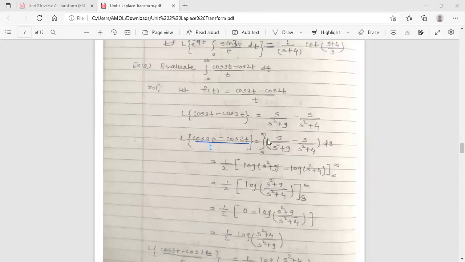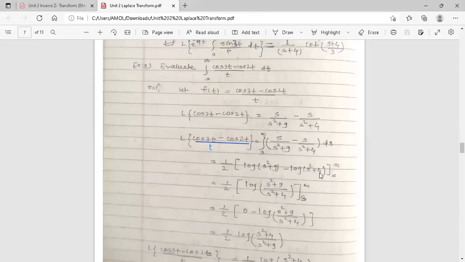Now you integrate this term with respect to s. For the integration of s upon s square plus 9, the derivative of s square plus 9 is 2s. If you multiply and divide the term by 2, in the numerator it will be 2s, which is the derivative of s square plus 9. So the derivative is adjusted in the numerator. So its integration is log of s square plus 9 minus, same for the second term: multiply and divide the term by 2. So in the numerator the term is 2s. The derivative of s square plus 4 is 2s, which is adjusted in the numerator. So the integration of 2s upon s square plus 4 is log of s square plus 4. This is the formula of integration.